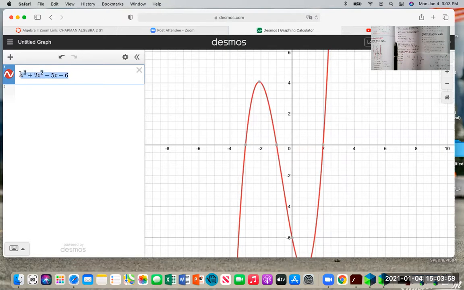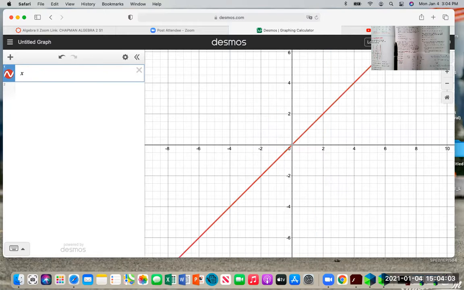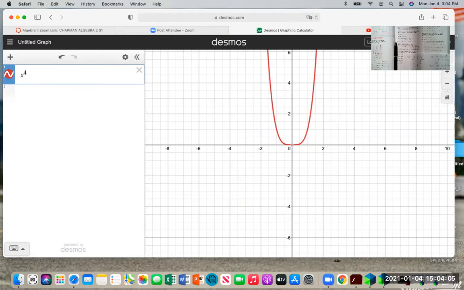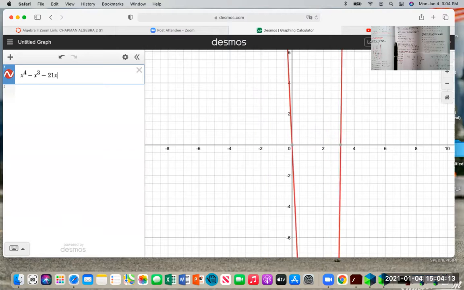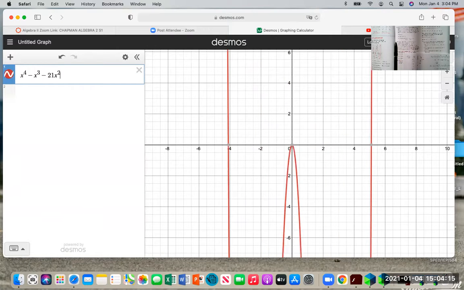So 25 is x to the 4th minus x cubed minus 21x squared plus x plus 20.